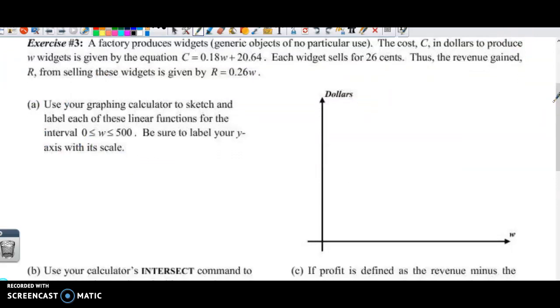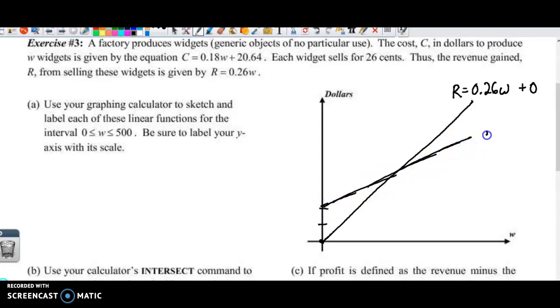So using that graphing calculator, I wanted to point out that you might have noticed that one was in red, and then the other one was in blue. The red one was the revenue equation. And you might notice the Y-intercept was at 0, whereas the other one was a little bit above 20 and was not as steep. 0.18W plus 20.64. You can't see that. Okay, it's that equation.